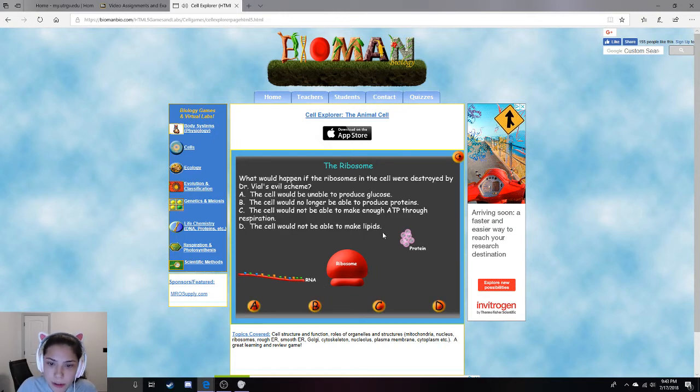What would happen if the ribosomes in the cell were destroyed by Dr. Vile's evil scheme? The cell would be unable to produce glucose. The cell would no longer be able to produce proteins.